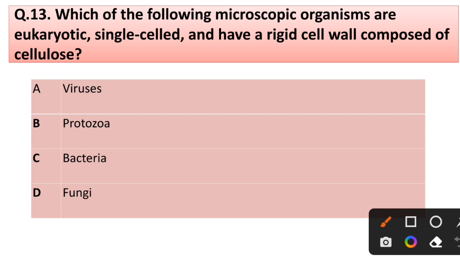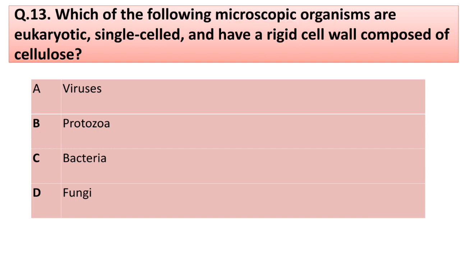Question number 30. Which of the following microscopic organisms are eukaryotic, single cell and have rigid cell wall composed of cellulose? Virus, protozoa, bacteria, fungi. Correct answer is option B, protozoa.